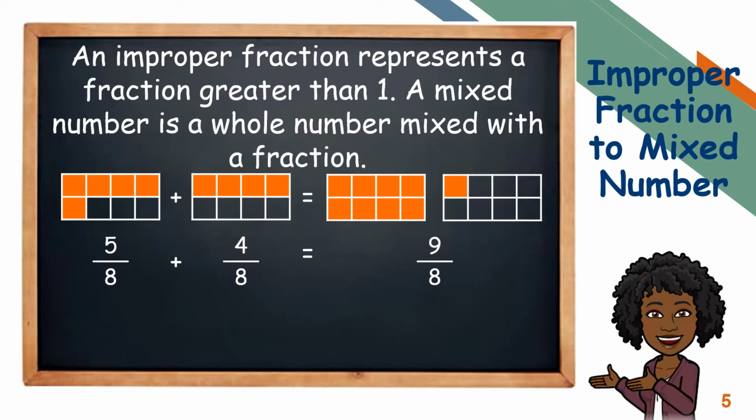Let's see how many 8s are in one whole. Let's count. 1, 2, 3, 4, 5, 6, 7, 8. There are 8 8s in one whole, so we can write 8/8 as 1. Since we only have 1/8 left, we write that next to 1 to finish our mixed number. So 9/8 can also be written as 1 and 1/8. You may see both of these skills in the problems that we will answer.